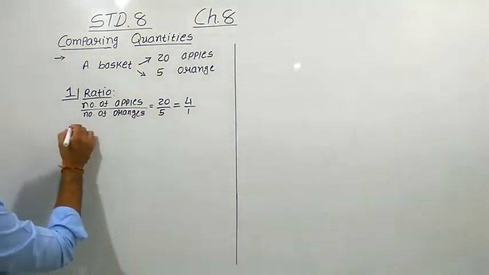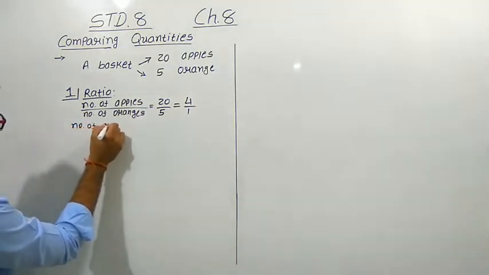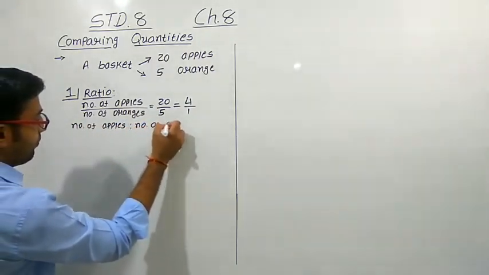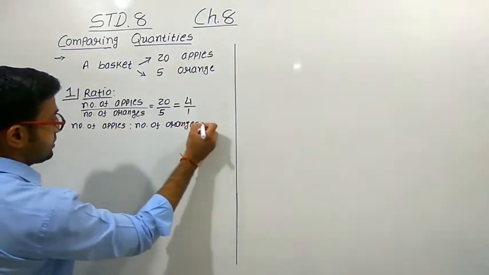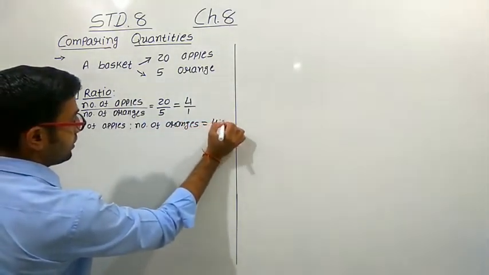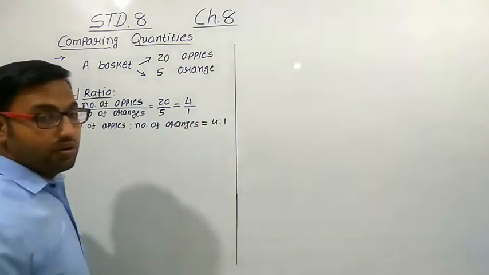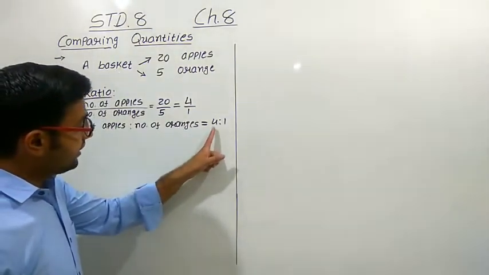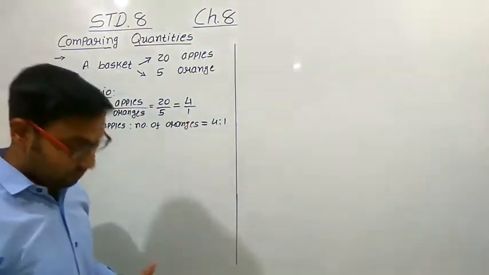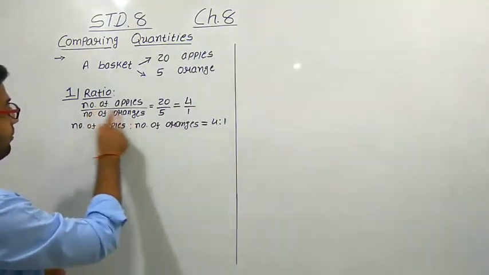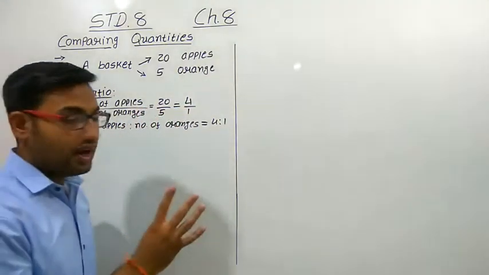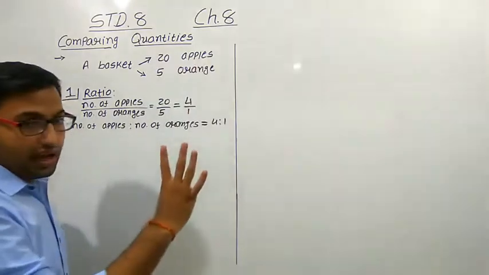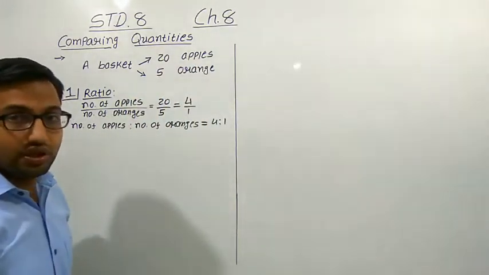Or we can write it as number of apples is to number of oranges, that is equal to 4 is to 1. This symbol is used as a ratio. We can read it as 4 is to 1. Now we can also say that the number of apples is 4 times the number of oranges, right? Number of apples is 4 times that of the number of oranges.